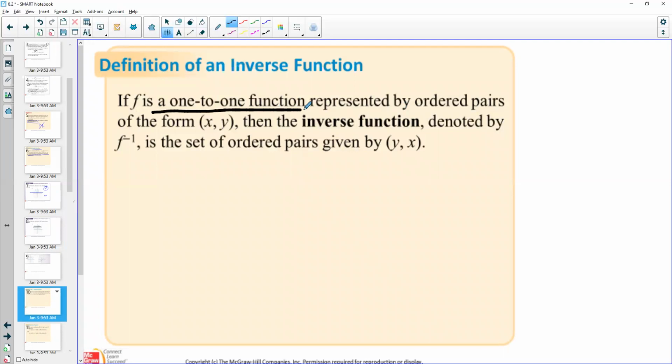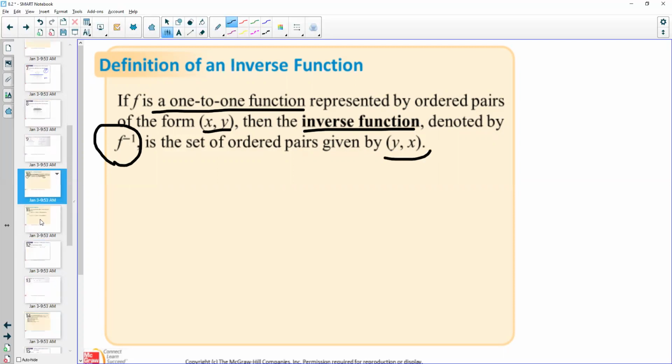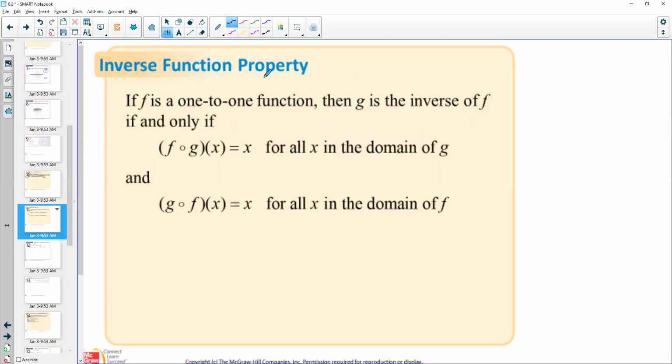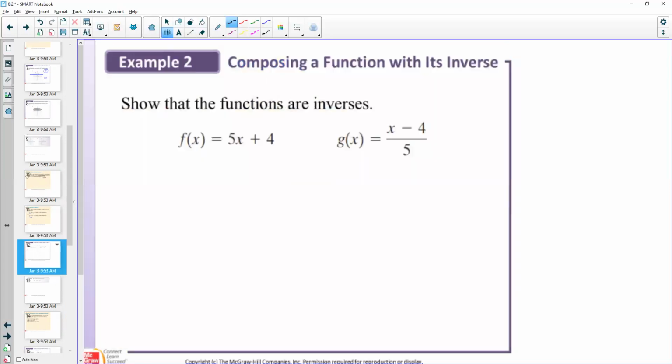If something is one-to-one and is represented by ordered pairs, then its inverse, the inverse of f of x, is given by the reverse ordered pairs. One of the ways to figure this out is that if I have two functions that are inverses, I can tell that f of g of x equals x, and then g of f of x also equals x. So I can find the composition of that function, and if they both come out in either direction to be x, then it works. Then they're inverses.